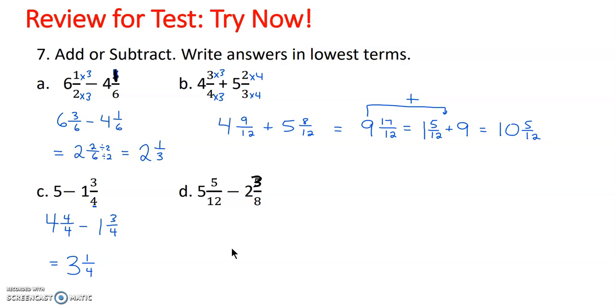For D, I have 12 and 8. Lowest common denominator is 24, so I'm going to be multiplying by 2 and 3. That will give me 5 10/24 minus 2 9/24 is equal to, whole numbers, 5 minus 2 is 3. Numerators, 10 minus 9 is 1/24.